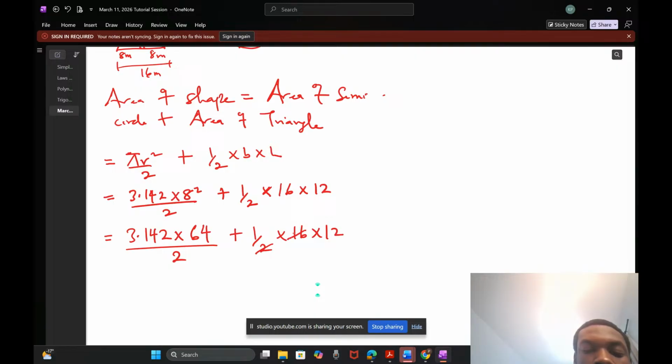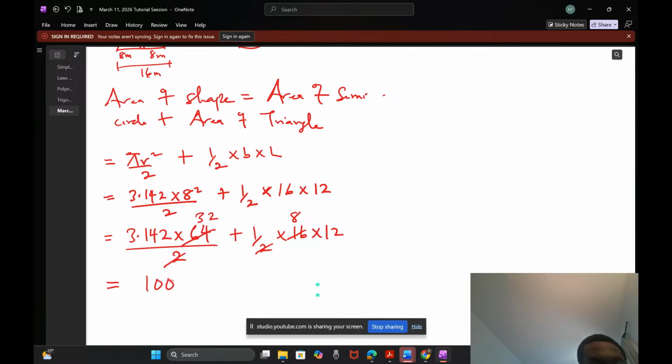16 divided by 2 is 8. So 64 divided by 2 is 32. So 32 times 3.142 is 100.544 plus 12 times 8, I believe, is 96. So our final answer will be 196.54 meters square.